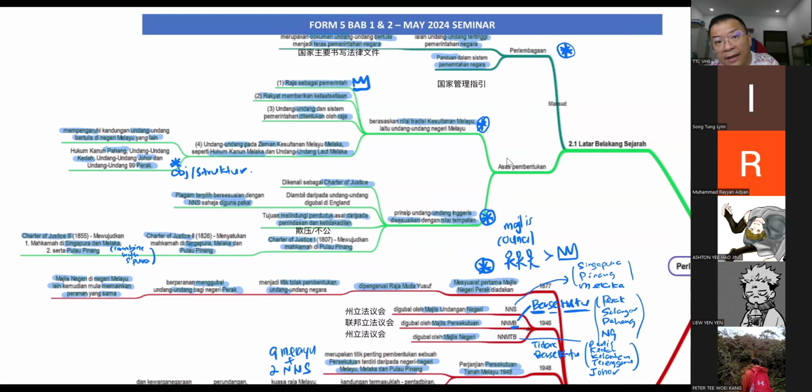So asas pembentukan. This one is also very important. You put a star. Exam will ask you one. Malaysia punya pelembagaan is based on what? Then you must say tradisi Kesultanan Melayu and undang English disesuaikan nilai tempatan. Meaning we don't take full English law. We will only take the English law which is disesuaikan nilai tempatan. When I say nilai tempatan, it is Malay Muslim. Suitable for Malay Muslim, the English law we take.